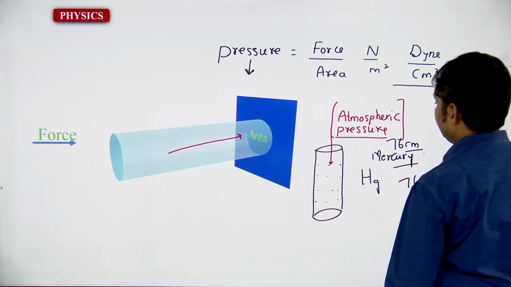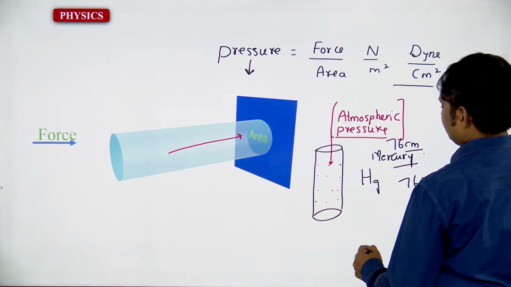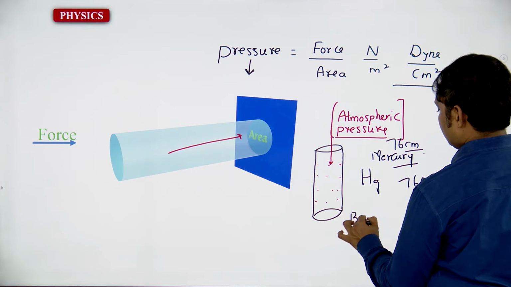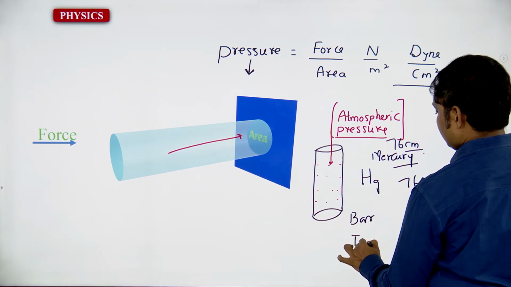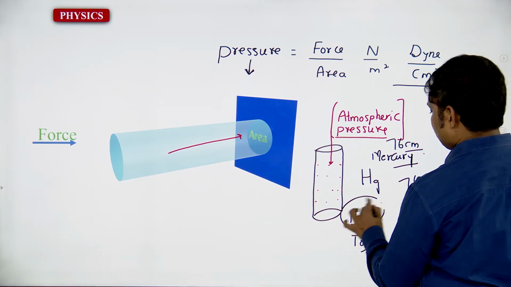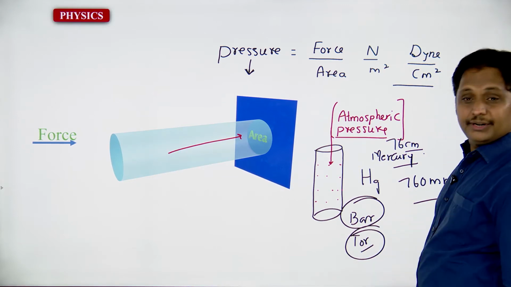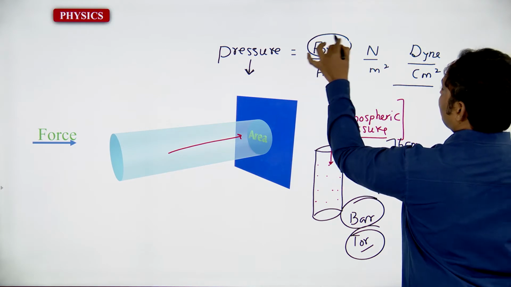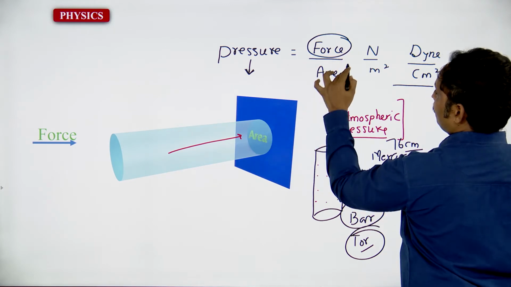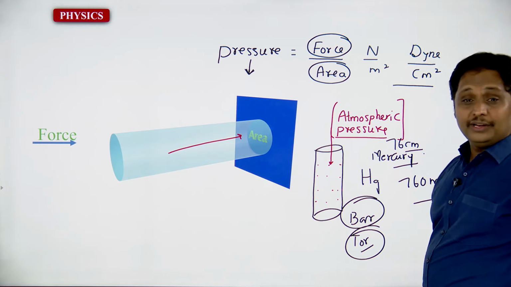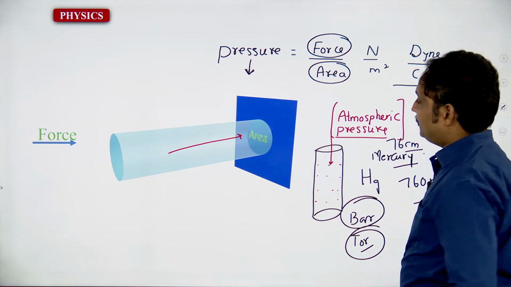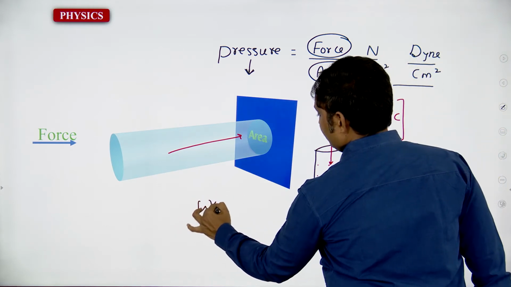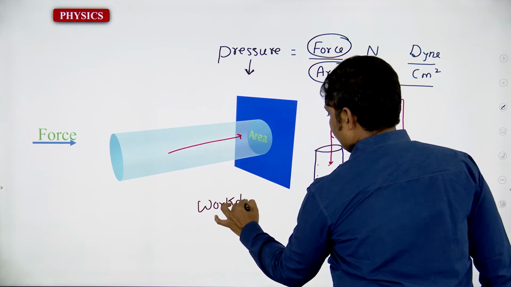You will get the bar, you will get the torr. These are all the units to represent the pressure, atmospheric pressure. At the same time, we can consider the force acting on a body. Does it produce a displacement? It's okay. We will confirm it's going to be the work done.